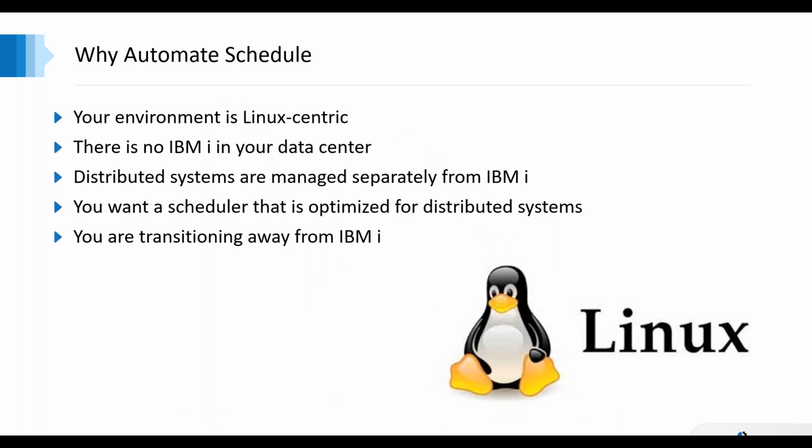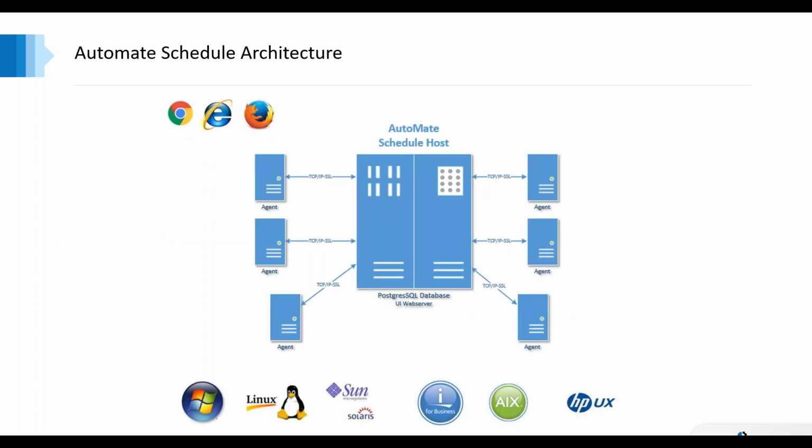There's also an interface between Robot and Automate Schedule that allows you to easily set up dependencies. We do have a number of customers that run them side by side. You might have a different group in your enterprise that manages your distributed systems, and then another group that manages your IBM i. So we absolutely have customers that use both, and we can interface between the two.